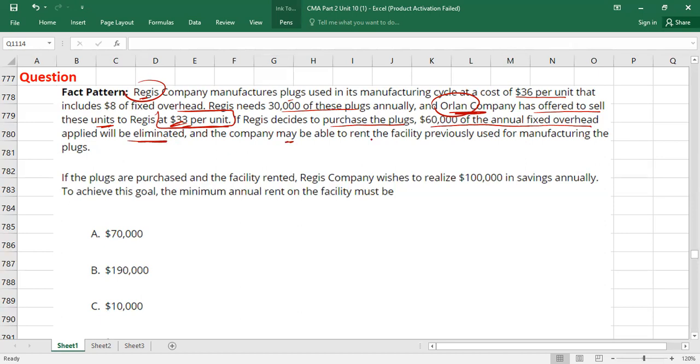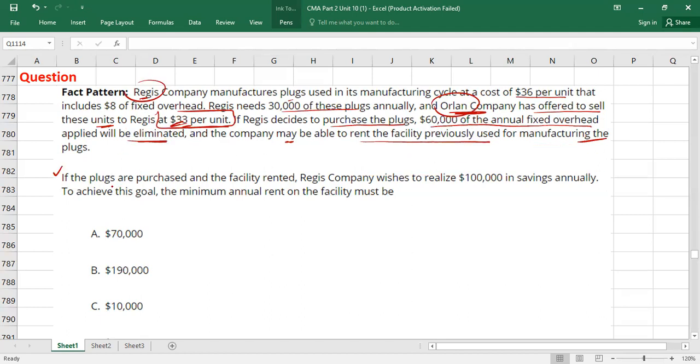And the company may be able to rent the facility previously used. Obviously, if you buy from outside, whatever the space was, you will have free space that you can rent out for manufacturing the plugs. Okay, so that could be rented out.